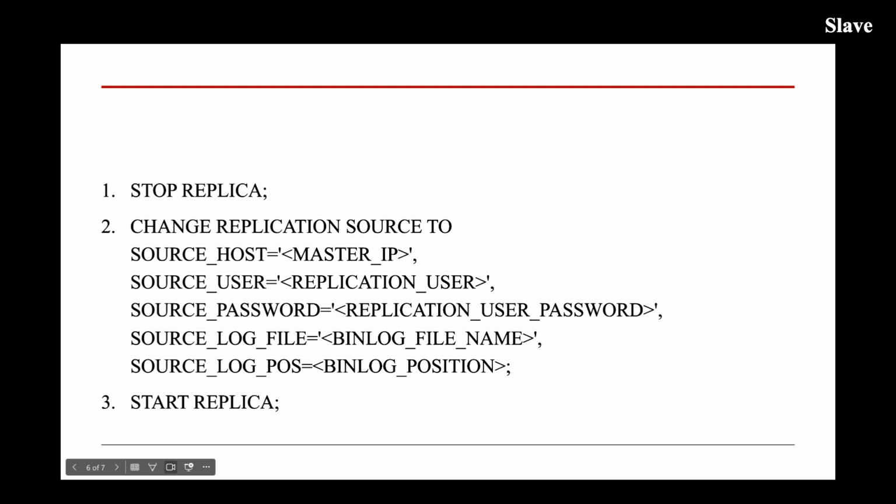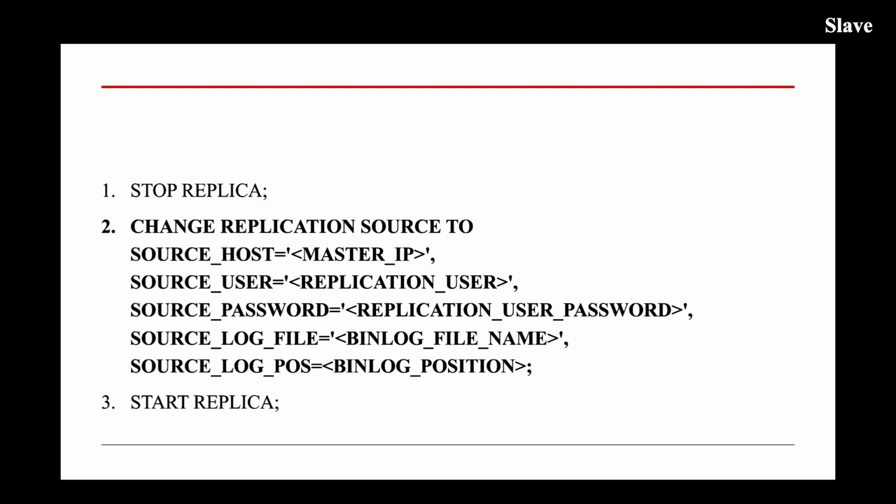Alright, now we need to run 3 important commands on the slave to set up replication. You can see them on my screen. The first command is stop replica. This simply stops any existing or partial replication process, even if nothing is configured yet. It ensures we're starting with a clean state before applying the new replication settings.